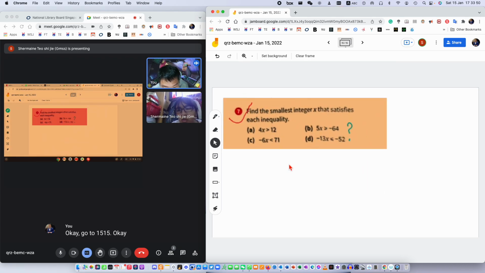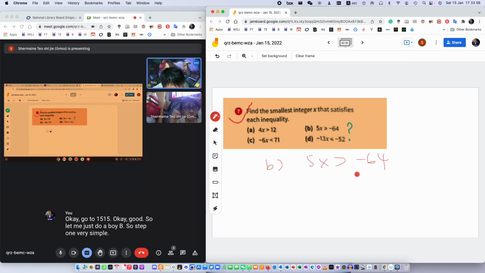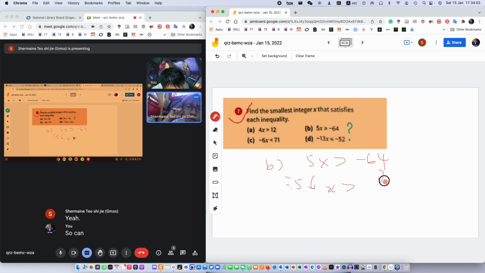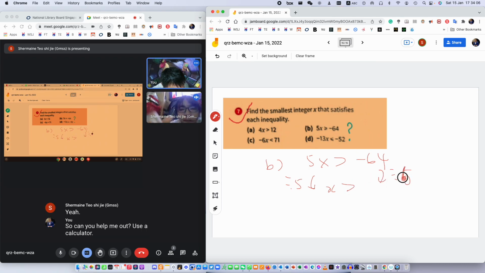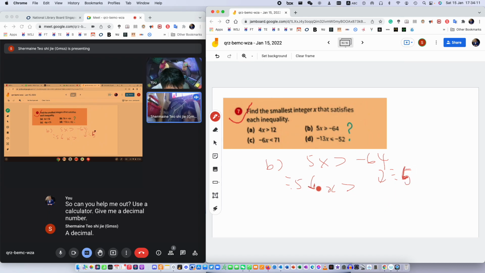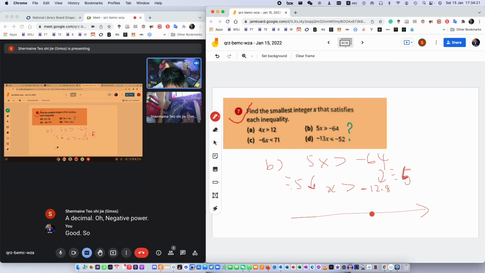Okay, good. So let me just do B. So step 1, very simple. How do you get x? Divide by 5, right? Yeah. So can you help me out? Use a calculator. Give me a decimal number. Negative 12.8. Good. So how do you represent this? You write down negative 12.8 first.